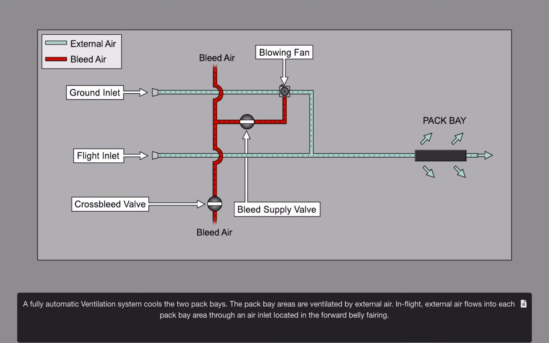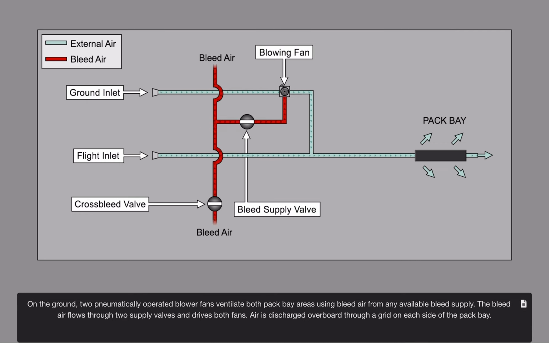A fully automatic ventilation system cools the two pack bays. The pack bay areas are ventilated by external air. In flight, external air flows into each pack bay area through an air inlet located in the forward belly fairing. On the ground, two pneumatically operated blower fans ventilate both pack bay areas using bleed air from any available bleed supply. The bleed air flows through two supply valves and drives both fans. Air is discharged overboard through a grid on each side of the pack bay.